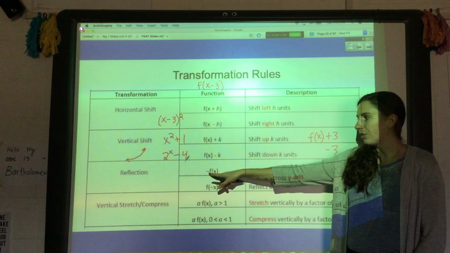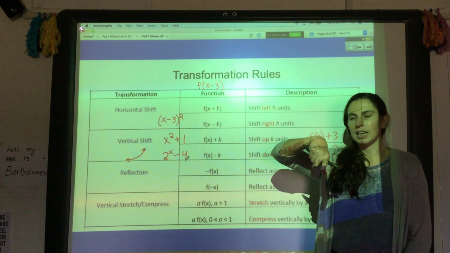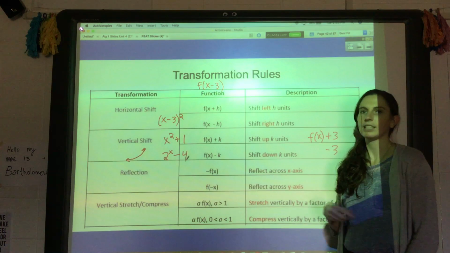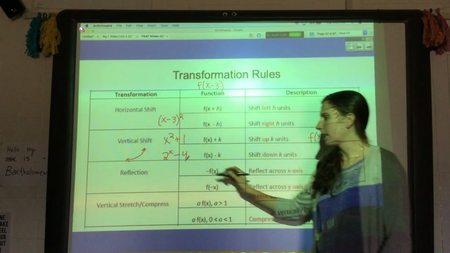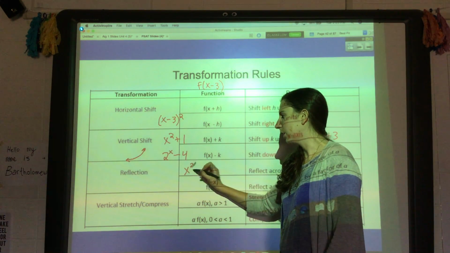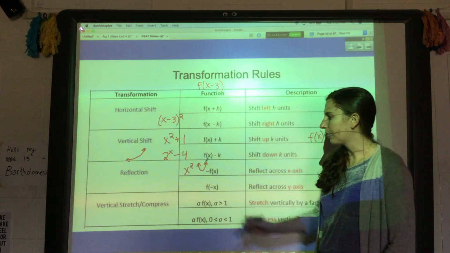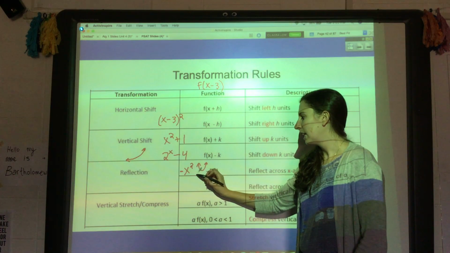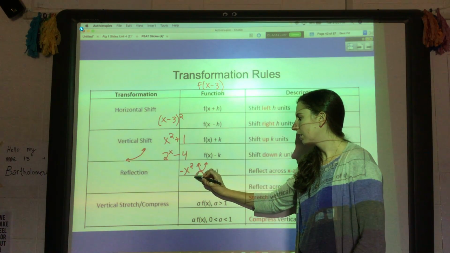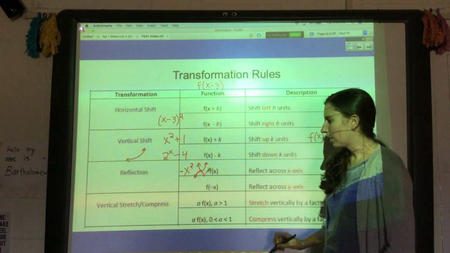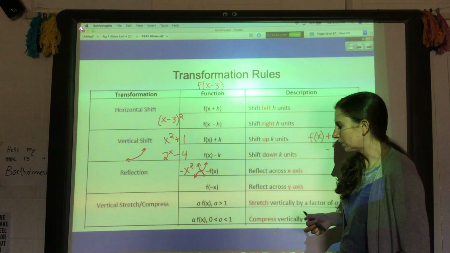If you put a negative in front, it flips the graph upside down. It reflects it across the x-axis. So for example, again, let's talk about x squared, which is our parent graph for quadratics. If I put a negative in front, it flips it upside down. Sorry, that got a little shifted too, I didn't mean to.